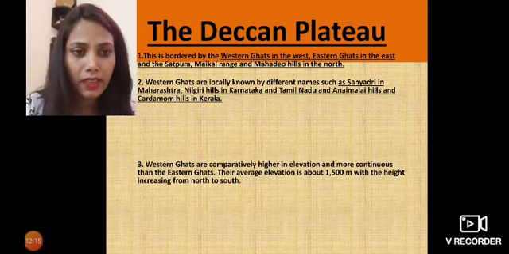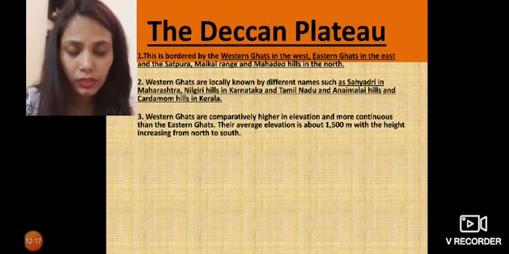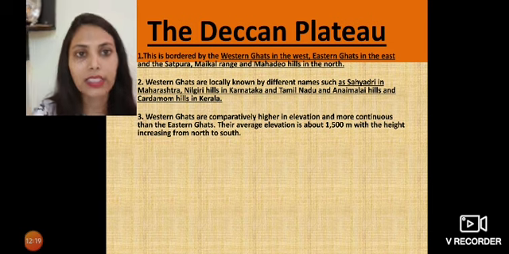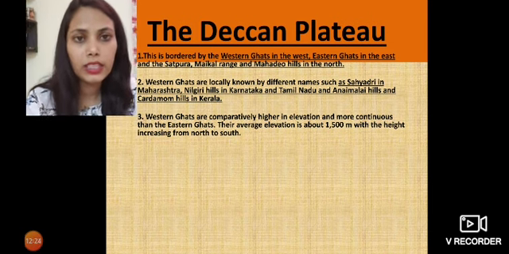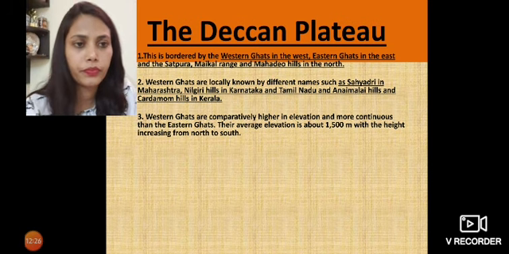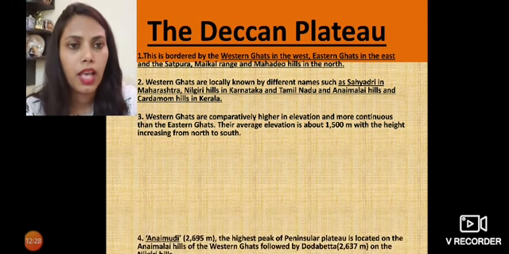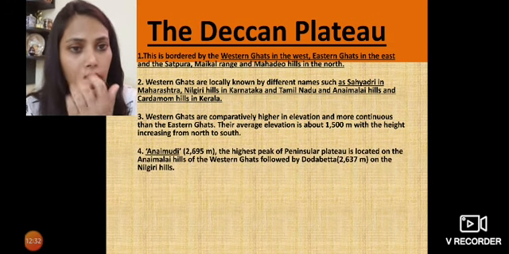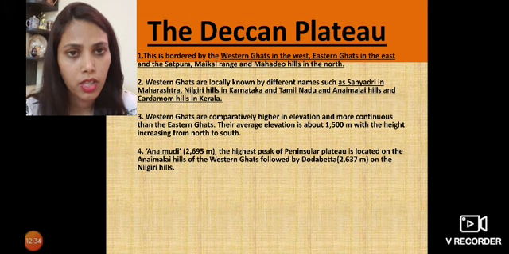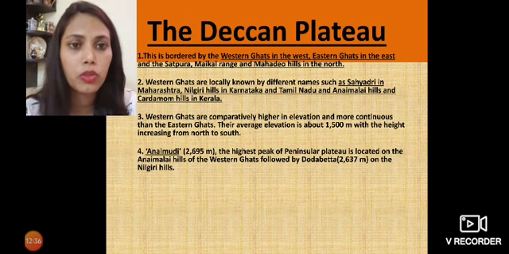Western Ghats are comparatively higher in elevation. They are more in height as compared to the Eastern Ghats, and they are continuous also. Eastern Ghats are not so continuous. Height of Western Ghat is 1500 meters. Anaimudi is the highest peak of the Peninsular Plateau. Highest peak is Anaimudi.